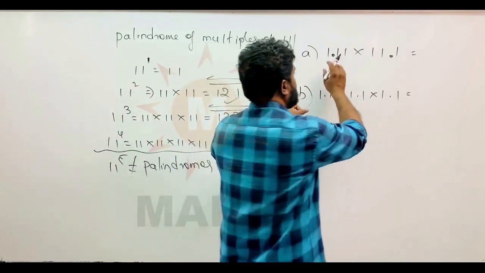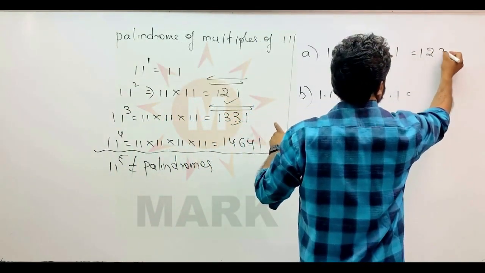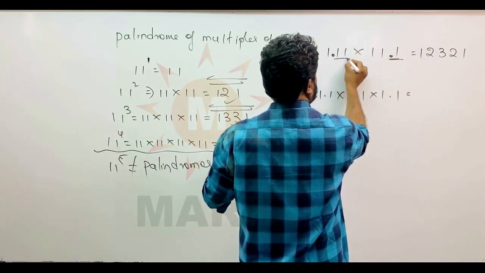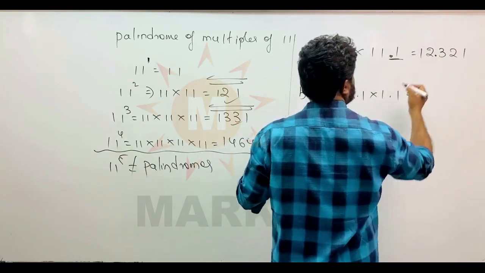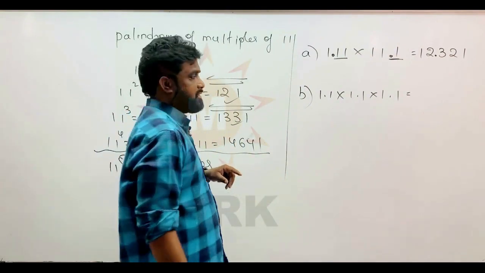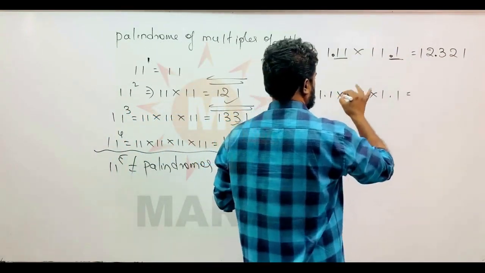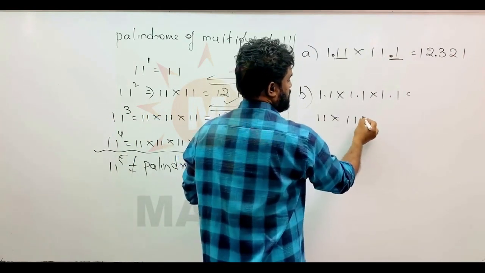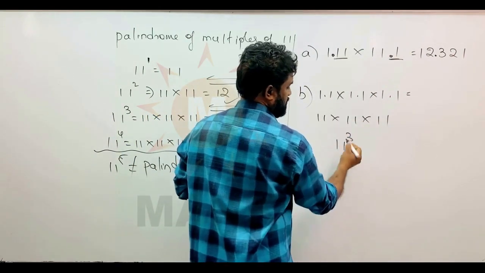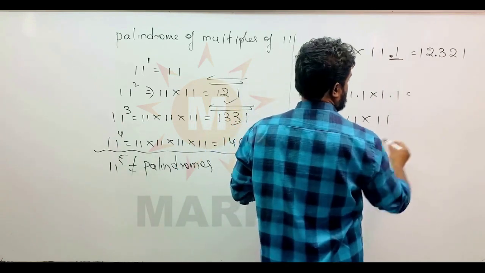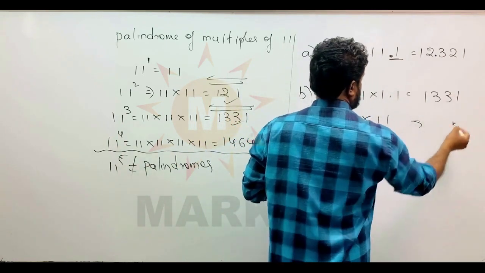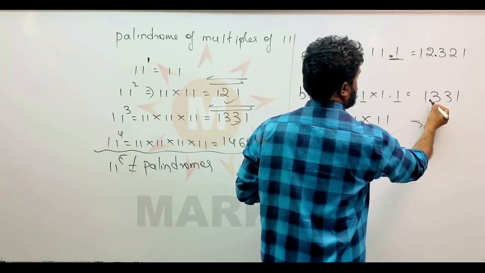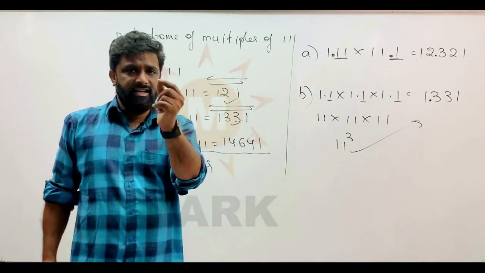111 into 111. So what you have to do, you have to come up to 3 and go back to 1. So after the point there is one number here, after the point there are 2 numbers here. So after the point there should be 3 numbers here. But here 1.1 into 1.1 into 1.1 is nothing but 11 into 11 into 11. So 11 into 11 is nothing but 11 cube. 11 cube is nothing but 1331. So after the point 1 digit, after the point 1 digit, after the point 1 digit. So in the product after the point there should be 3 digits.